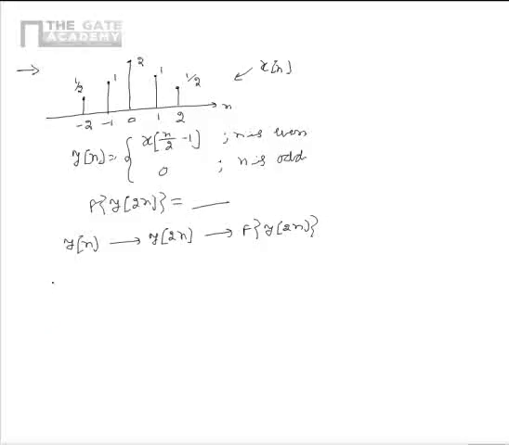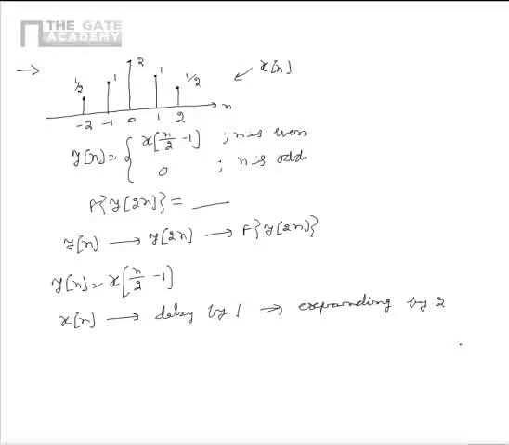So here we can see that y of n is equal to x of n by 2 minus 1 is obtained from x of n by delaying x of n by one sample and then expanding along the time axis by 2. So from this we can write y of n as shown in the figure.